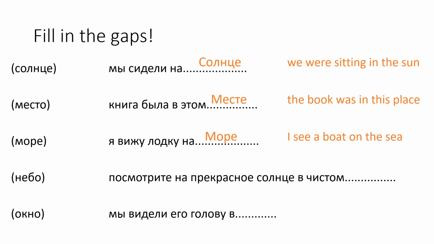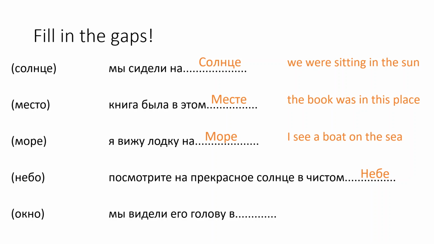Now we have quite a long sentence. Посмотрите, have a look or look. Посмотрите на прекрасное, at the beautiful, солнце, sun, w czystym, so it sounds more like a F, w czystym niebie. Небо goes to niebie.